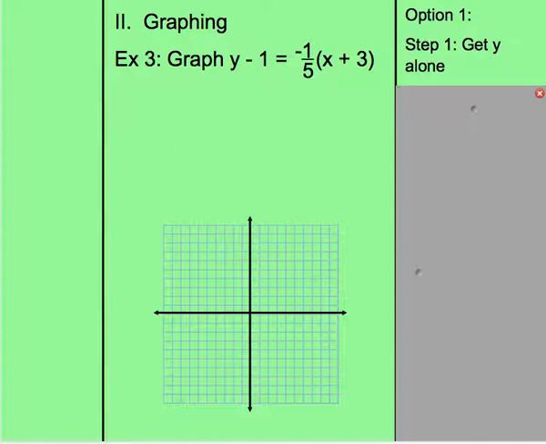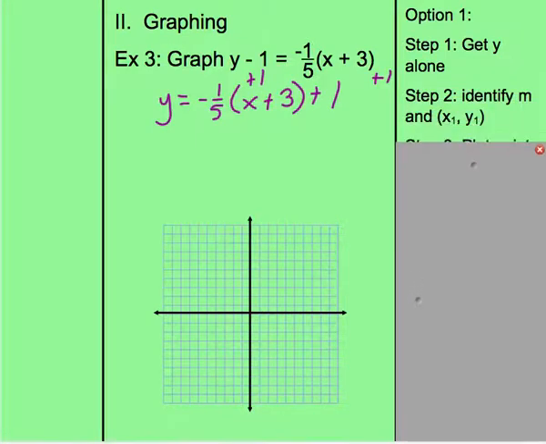So we're going to get y alone. I'm just going to add 1 to both sides. Now remember that 1 is not a like term with the -1/5 times the quantity x plus 3. All of that is being multiplied before we would add our 1. So I just throw it on the end. So to graph from point-slope form, we need the point and the slope. So remembering the fact that our generic equation is this, I identify my slope as -1/5, and then my ordered pair.